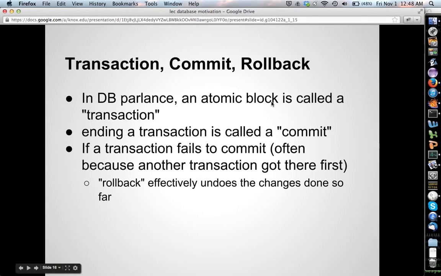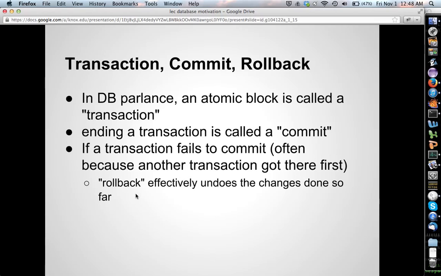Some of the terminology that you'll hear in databases: these are called transactions. You'll also hear the terms commit and rollback. So in database parlance, an atomic block is called a transaction. Ending a transaction is called a commit. After you've done your transaction and you're happy with the changes that have been made, you can then commit those changes, and that will go ahead and change the underlying state. Now, if a transaction fails to commit, which is usually because another transaction got there first, you'll get what's called a rollback, which will basically undo all of the changes of whatever transaction got there second.